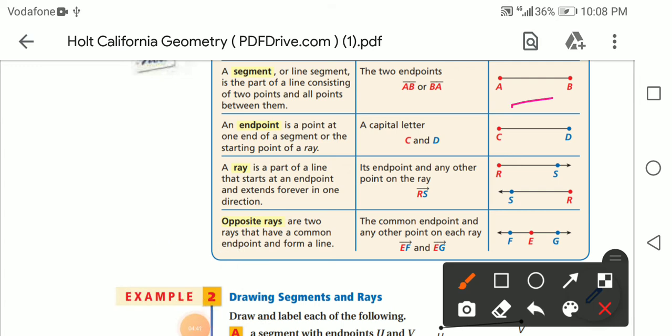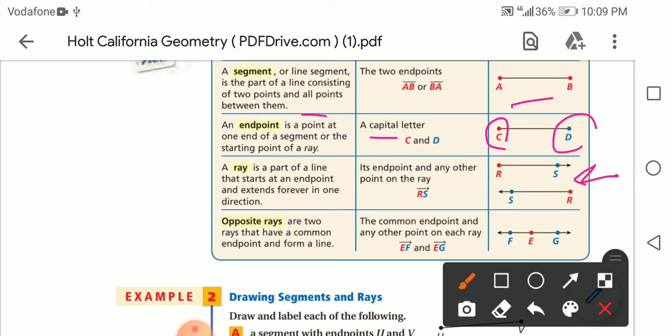It is a part of a line consisting of 2 points and all points between them. An end point is a point at one end of a segment or the starting point of a ray. This is an endpoint. So C is a capital letter, it's an endpoint, and D also is an endpoint. A ray, as you see and as you know, all of us know this information, is an endpoint and any other point on the ray.